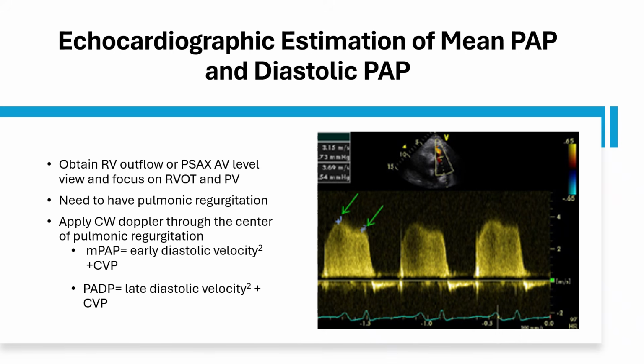The formula for the mean pulmonary arterial pressure is your early diastolic velocity squared plus CVP. For pulmonary arterial diastolic pressure estimation, you will need to utilize late diastolic velocity of the pulmonic regurgitation jet, which you'll need to square and add CVP. Please feel free to pause this video if you need more time to review this concept.